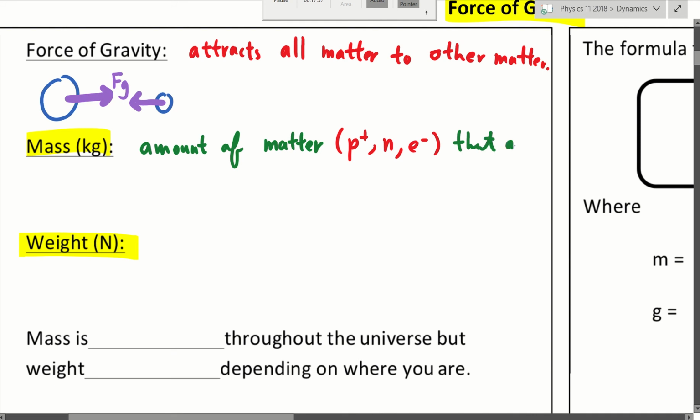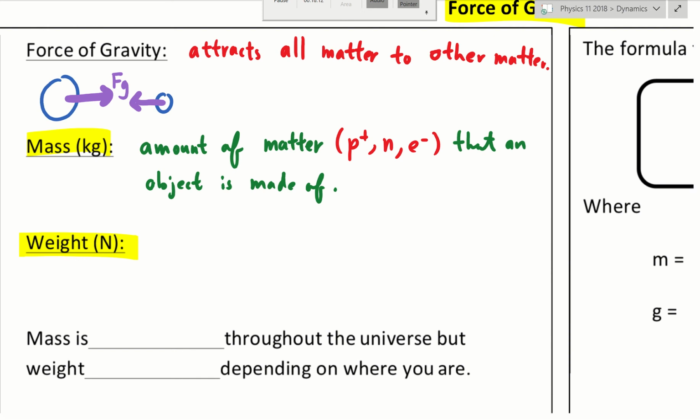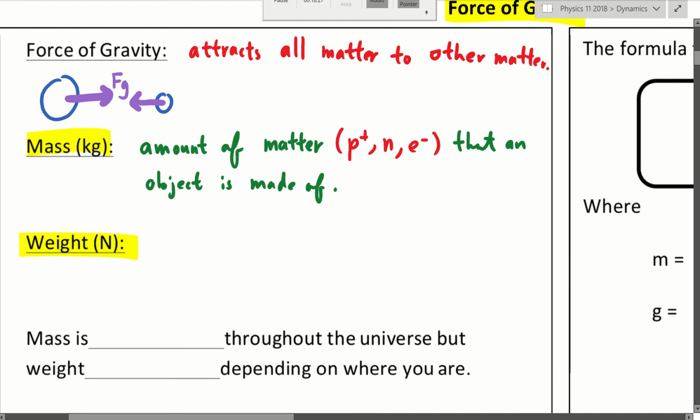Okay? Now, how much proton, neutron, electron an object is made of is the mass. The amount of proton, neutron, electron that an object is made of is mass. So every proton has a little bit of mass. Every neutron has a little bit of mass. Every electron, too, has a tiny bit of mass. When you add them all together and multiply by how many protons, neutrons, electrons you have in your body, that makes up all the elements that make up you, is your mass.